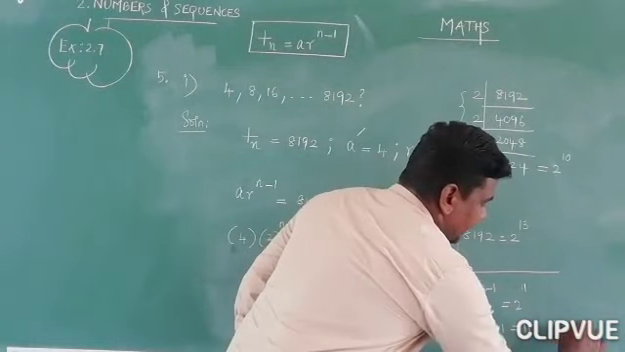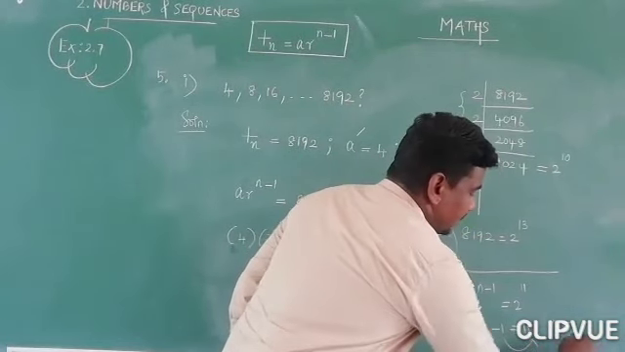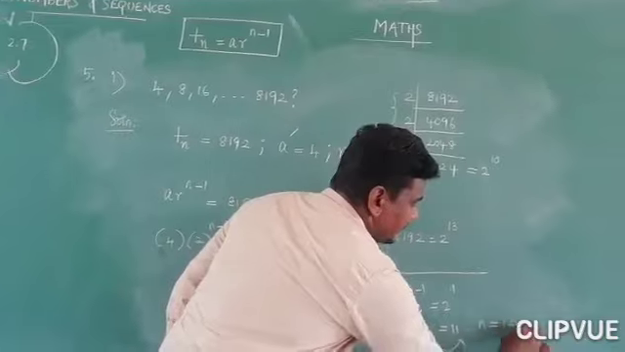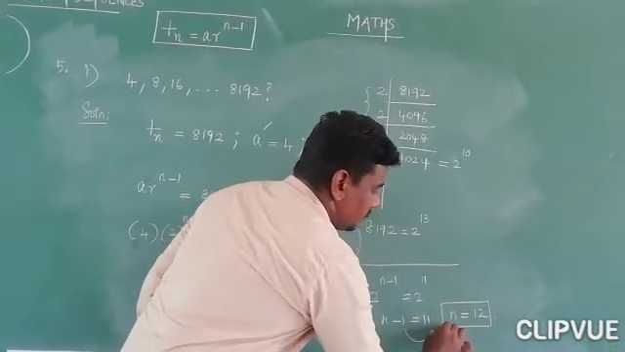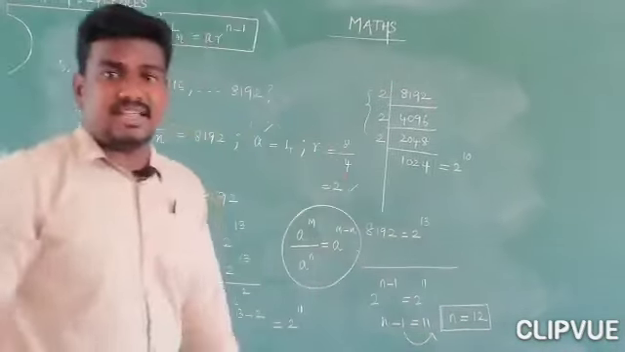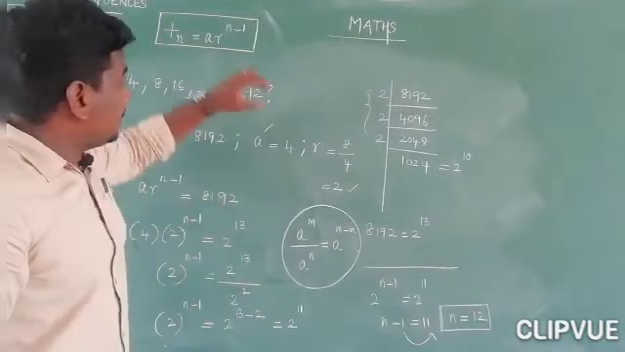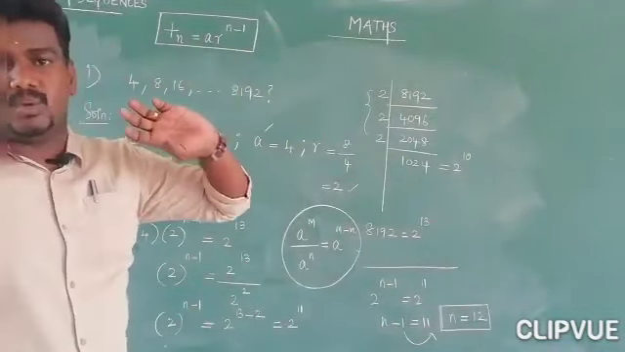So what is n? This minus 1 becomes plus 1. Already 11 is there, 11 plus 1 is equal to 12. So how many terms are there? There are 12 terms, and the 12th term is 8192.